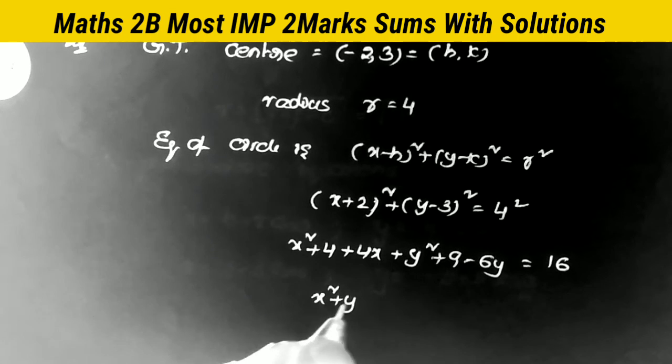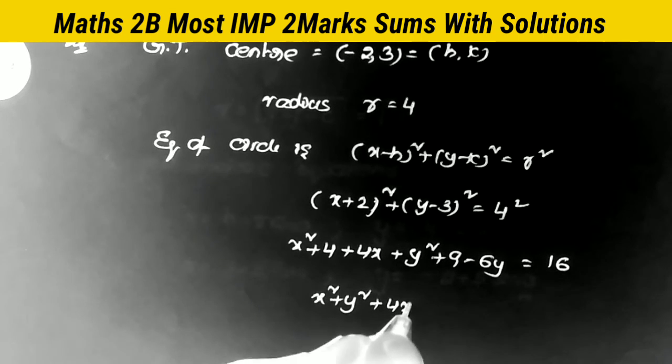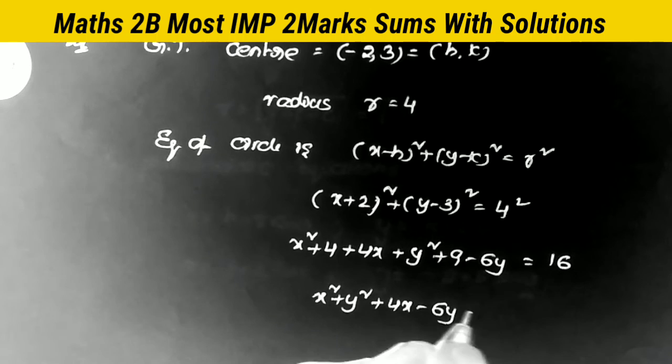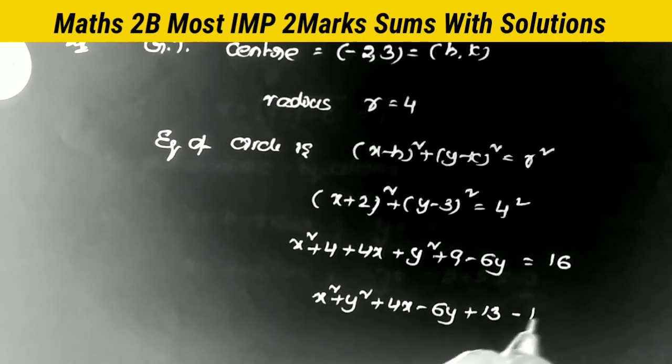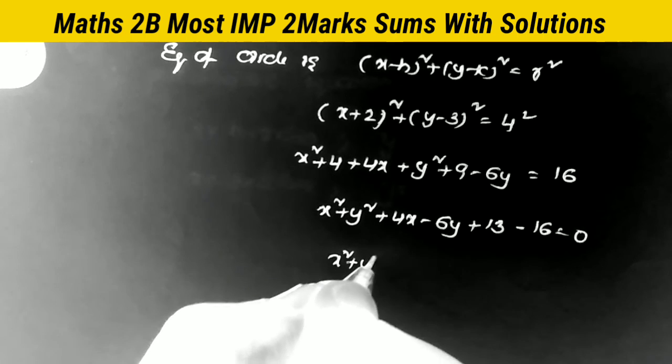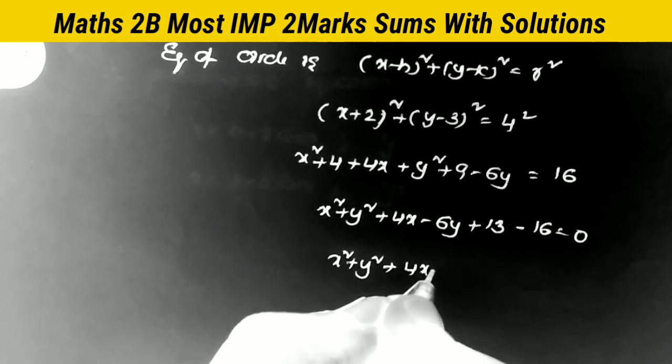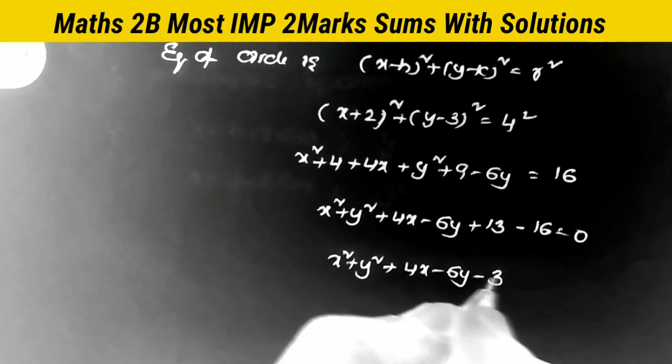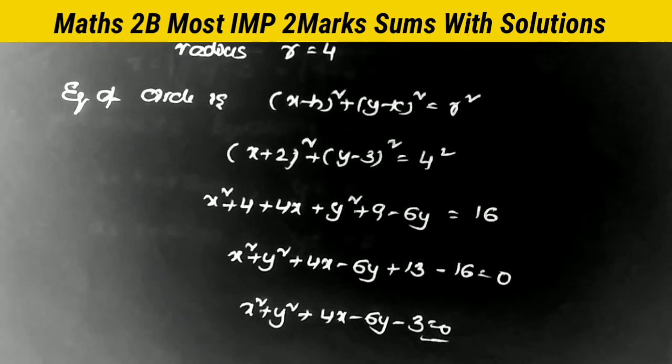Therefore, the answer is x square plus y square plus 4x minus 6y, 4 plus 9 is 13, minus 16, equal to 0. Therefore, equation of circle is x square plus y square plus 4x minus 6y minus 3 equal to 0. These are the most important 2 marks problems from the circles chapter. That's all.